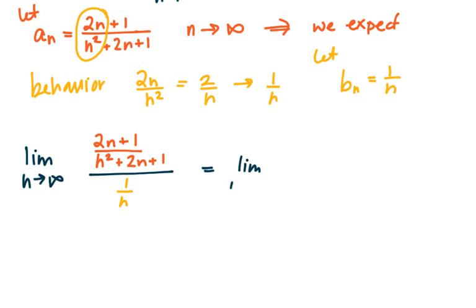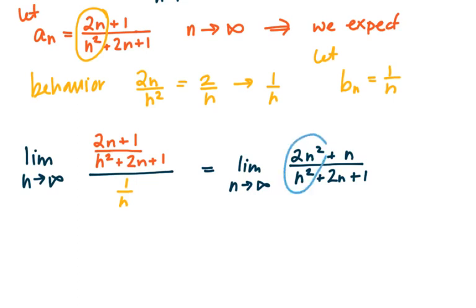So here I've got the limit. I'm just going to simplify this rational expression. Dividing by 1 over n is the same as multiplying by n. So I've got 2n squared plus n over n squared plus 2n plus 1. So this is the limit of a rational function. And when we think about limits of rational functions going to infinity, we think about using our comparison for horizontal asymptotes. And we can see here that this is going to have a horizontal asymptote at y equals 2.